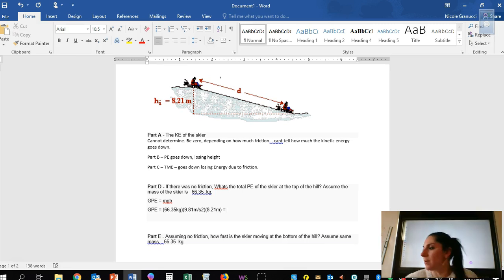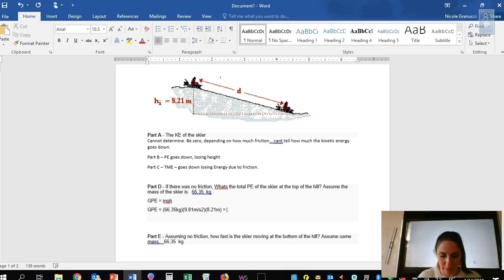All of you probably have different masses here. Let me just grab the calculator. Here we go. This is how you do this part right here. 66.35 times 9.81 times 8.21. And when you calculate this, you get 5,343.83 joules of energy. So that's the potential energy at the top of the hill.